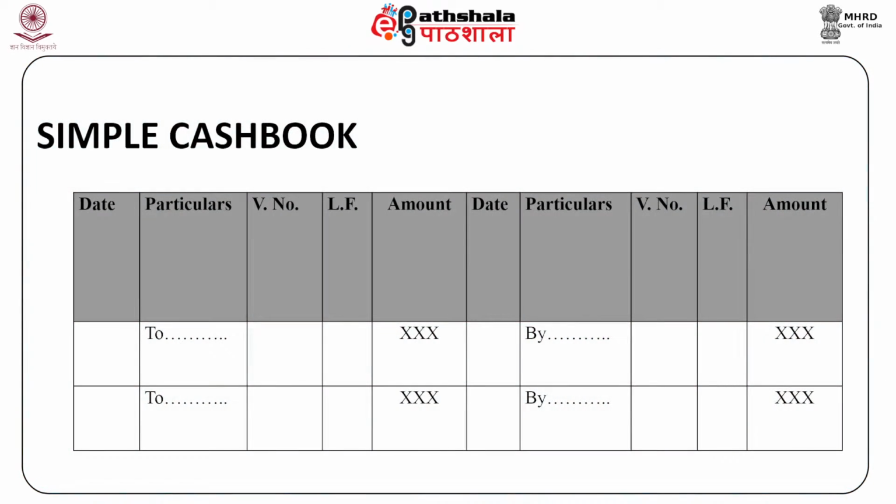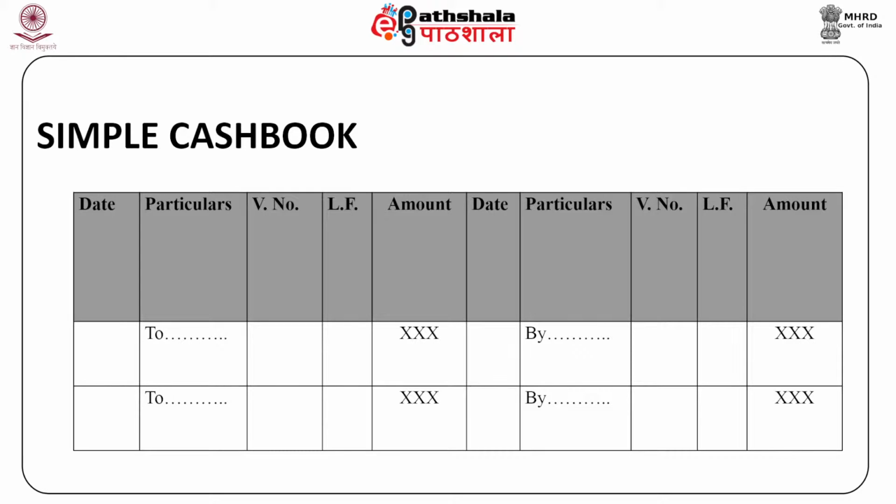Now we can discuss the details of each column. First one is date. This column contains the date of the transaction. The second one is particulars, the name of the account under which cash has been received or paid, using to or by in the debit and credit side respectively.